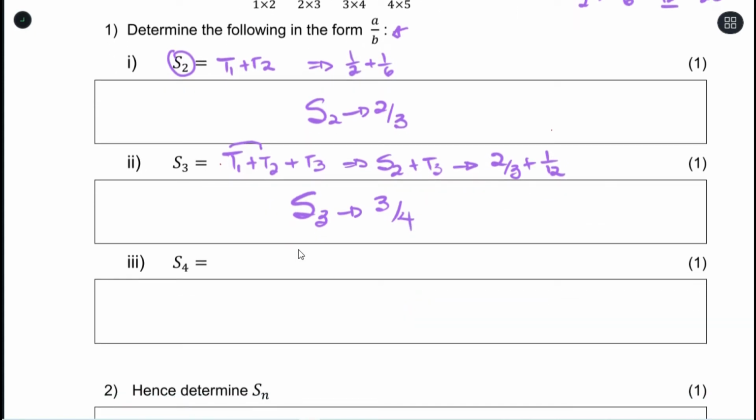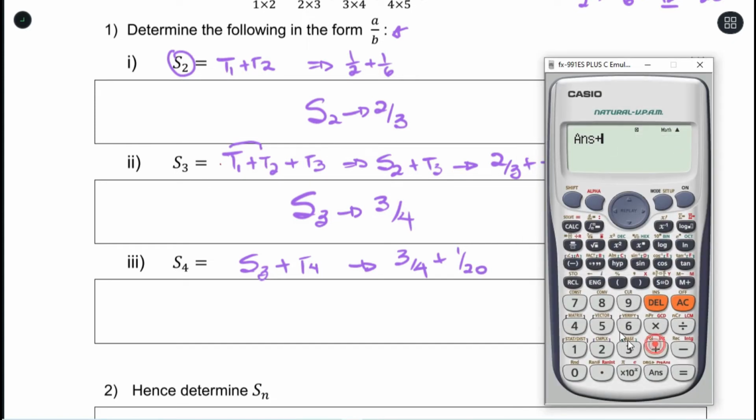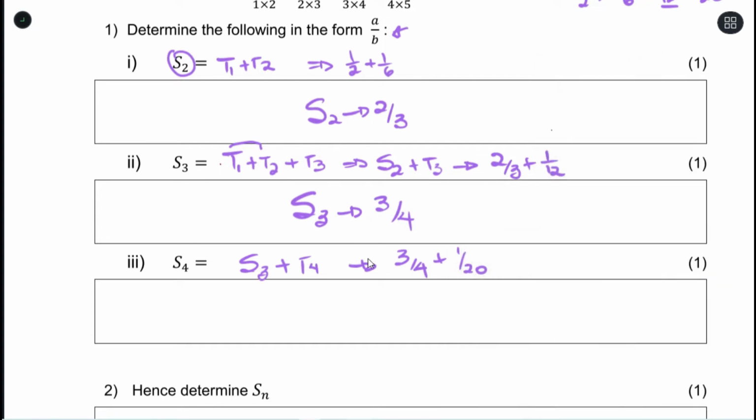Then we look at S4. Now, in the same vein, we could also say that this is the same thing as saying S3 plus T4, which, as you know, S3 is 3 over 4, T4 is 1 over 20. Adding those two, this answer plus 1 over 20 is going to give 4 over 5. So we have S4 to be 4 over 5.